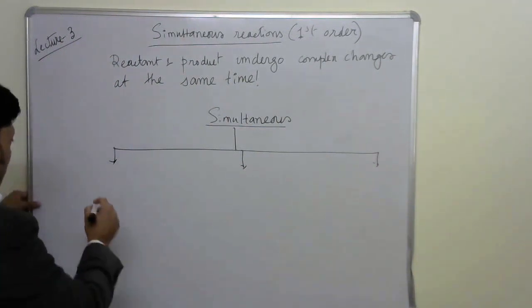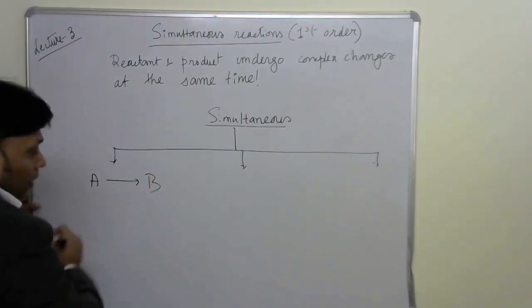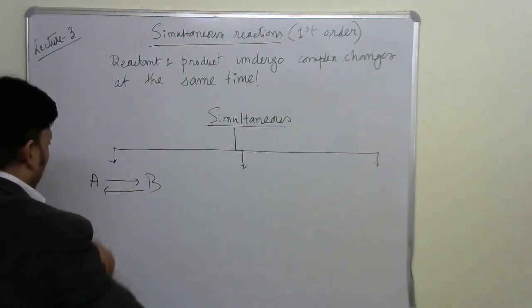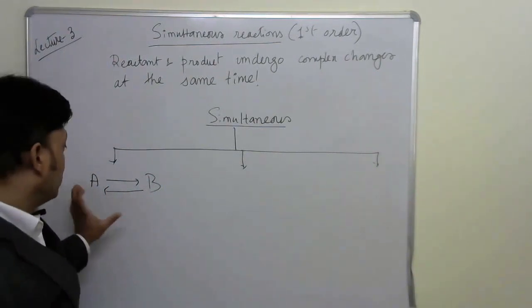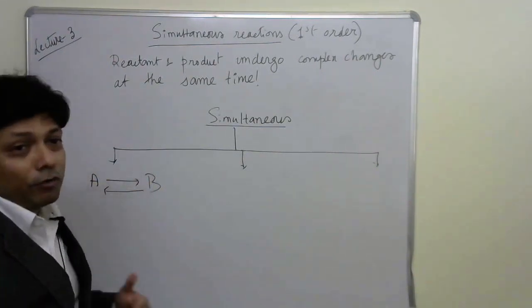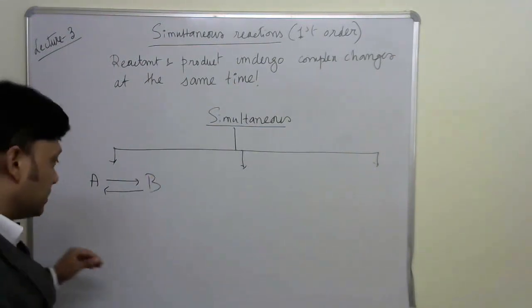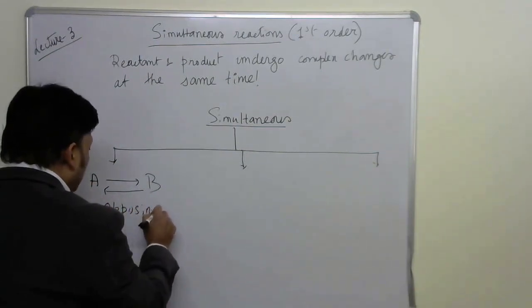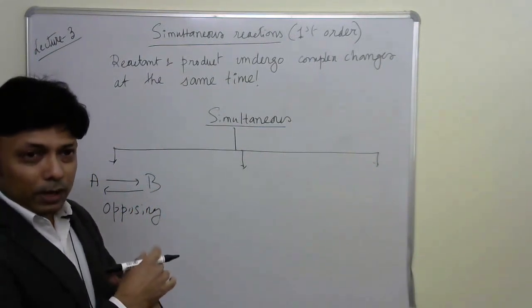One of the types is A going to B, but B is going back to give A. You have already seen these kinds of reactions, didn't you? This is an example of a reversible reaction. But in terms of kinetics, we call this type of reaction an opposing reaction. Opposing means that the directions of A going to B and B going to A are just opposite to each other.